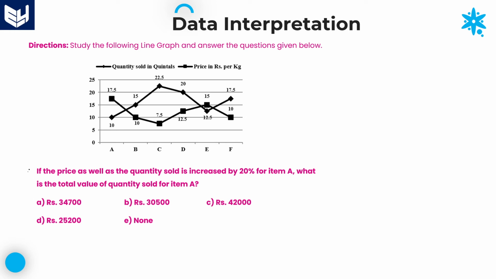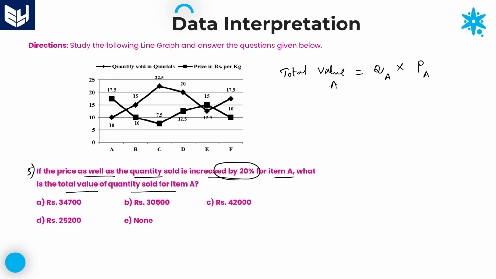Last question in this session, fifth question. If the price as well as quantity sold is increased by 20 percentage for item A, what is the total value of quantity sold for item A? It is very clear that, as we all know, total value of quantity sold is equal to quantity into price, and we are talking about item A, therefore quantity of A into price of A.